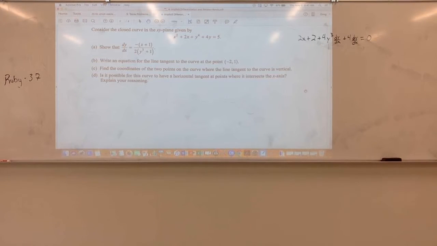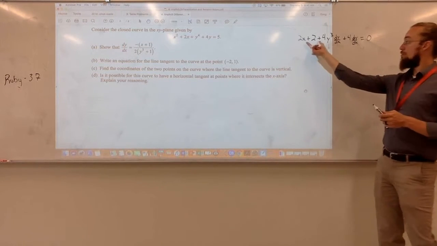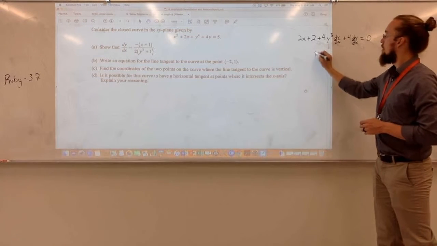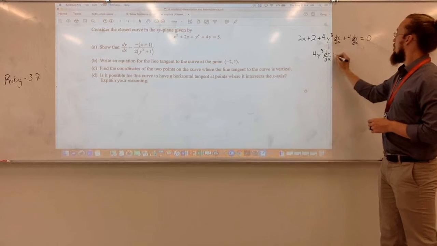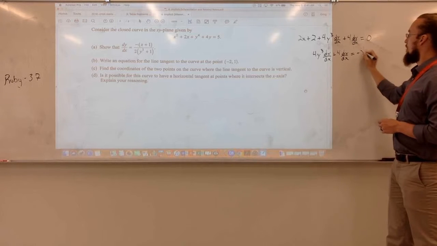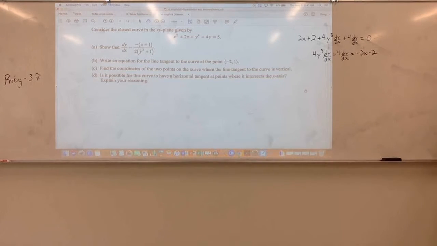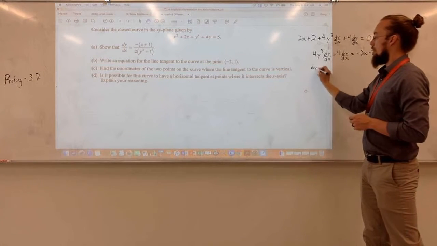Once we get to this point, I want to get all my dy/dx's on one side and everything else on the other. So I'm just going to take my 2x and my 2 over to the right side. So I'll have 4y cubed dy/dx plus 4 dy/dx equals negative 2x minus 2. Now, I can factor a dy/dx out of both terms on the left side.